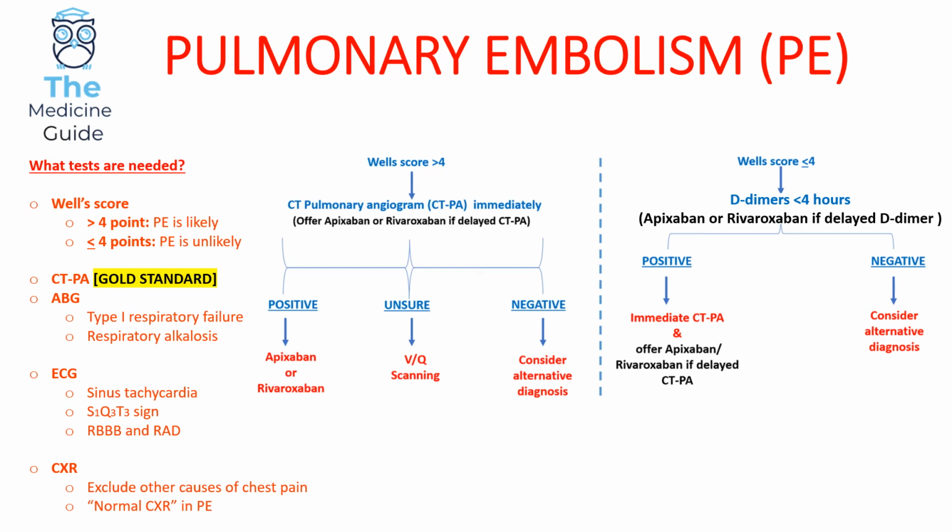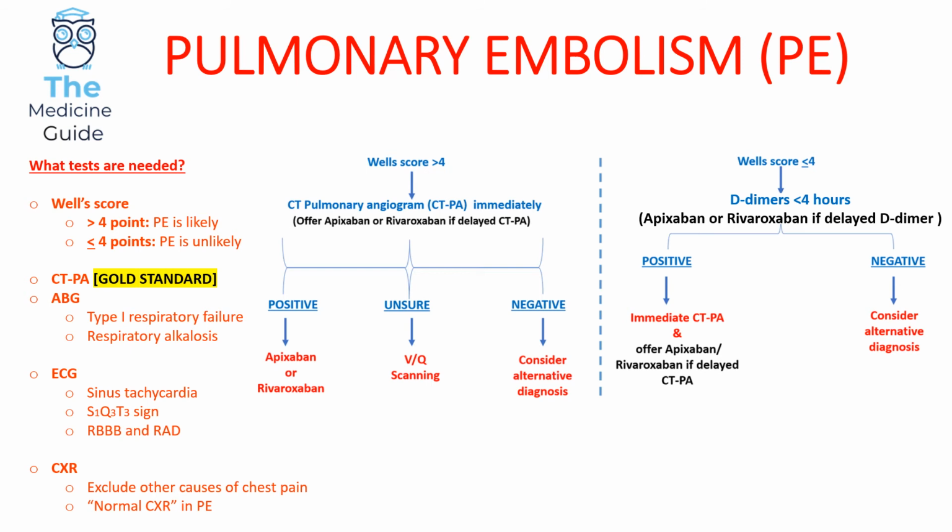So the whole point of performing a chest X-ray in these patients is to exclude respiratory causes of chest pain. So a normal chest X-ray is something that occurs quite commonly in a PE. So if you've got a normal chest X-ray and the patient's complaining of increasing shortness of breath, then PE will be on top of your list of differentials.